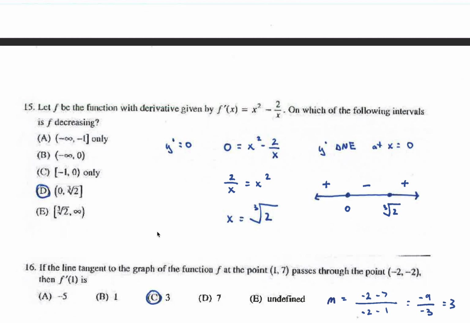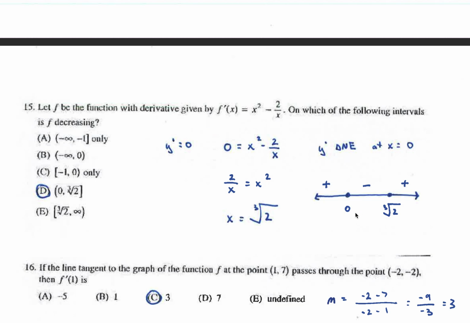Number 15, which of the following intervals is f decreasing? F is going to be decreasing when the derivative is negative. They gave me a derivative equation, and there's 2 things. Number 1, you got to make sure you figure out where the derivative is equaling 0, but you also have to take into account where the derivative doesn't exist. The derivative doesn't exist at 0.